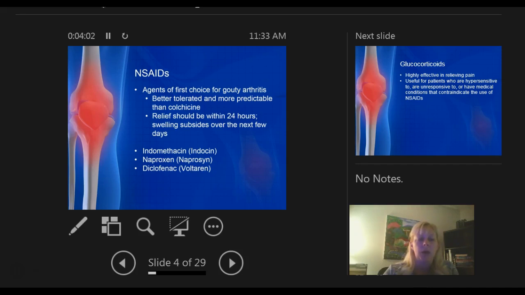It's more tolerated and more predictable than colchicine. Now, colchicine is actually another first-line drug to help get rid of those uric acid crystals. Colchicine was given first. That was always first choice. But what we have found through the years is that the dosing's changed. It used to be you take one every hour until you get diarrhea. Well, who wants to take one every hour until they get diarrhea?